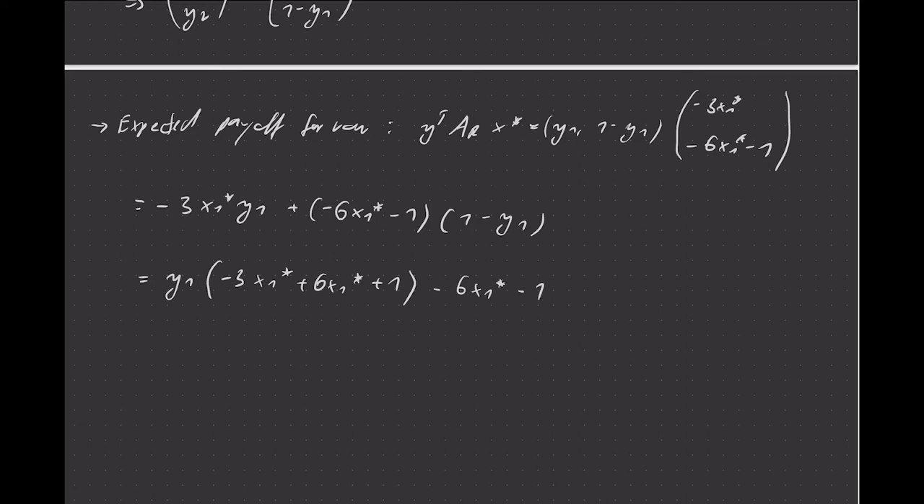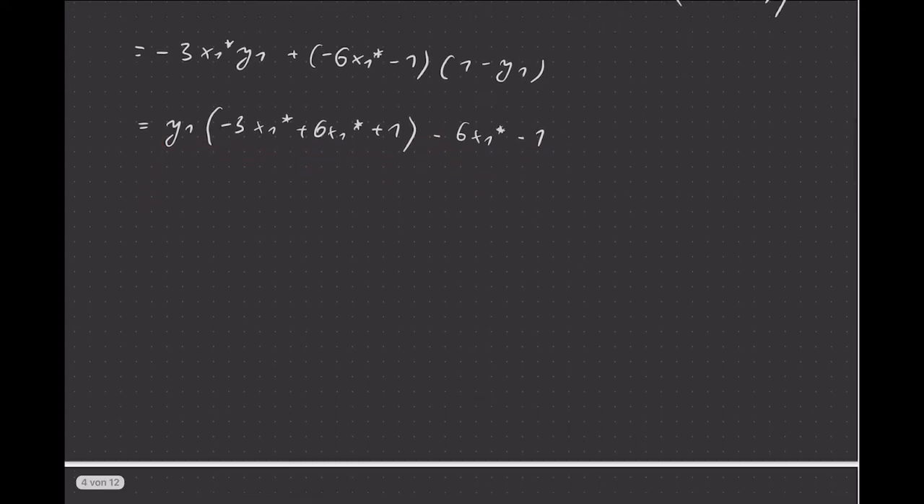And those parts, the row player doesn't have any influence on those, but of course he has an influence on that part here. So let's simplify before we complete our analysis here. What we get is, this is 3 x1 star plus 1, and this is minus 6 x1 star minus 1.